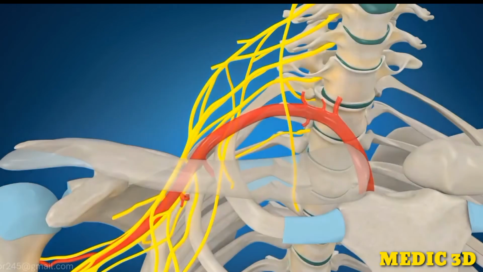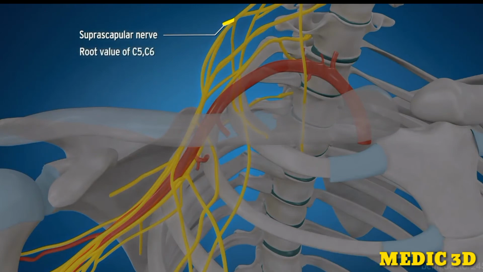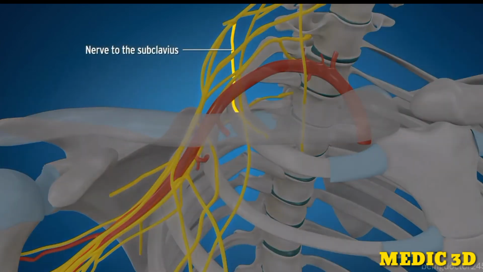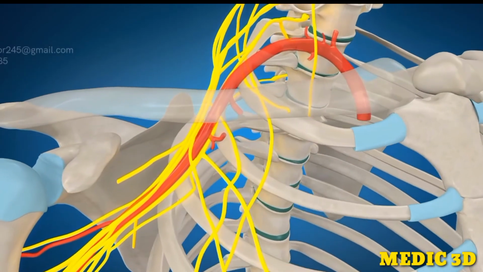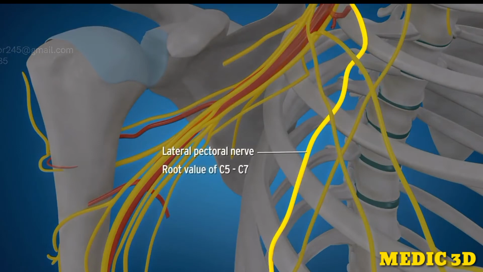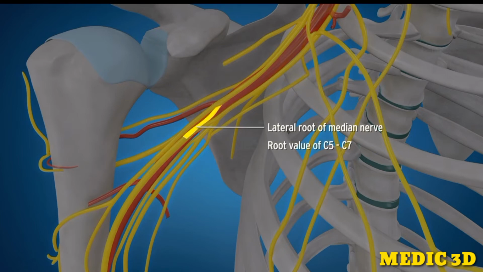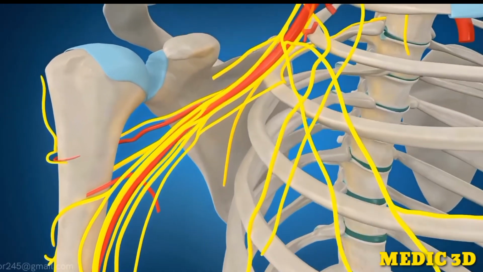Two branches arise from the upper trunk: the suprascapular nerve with a root value of C5, C6, and the nerve to the subclavius with a root value of C5, C6. Three branches arise from the lateral cord: the lateral pectoral nerve with a root value of C5 to C7, the musculocutaneous nerve with a root value of C5 to C7, the lateral root of median nerve with a root value of C5 to C7. The medial cord gives rise to 5 branches.